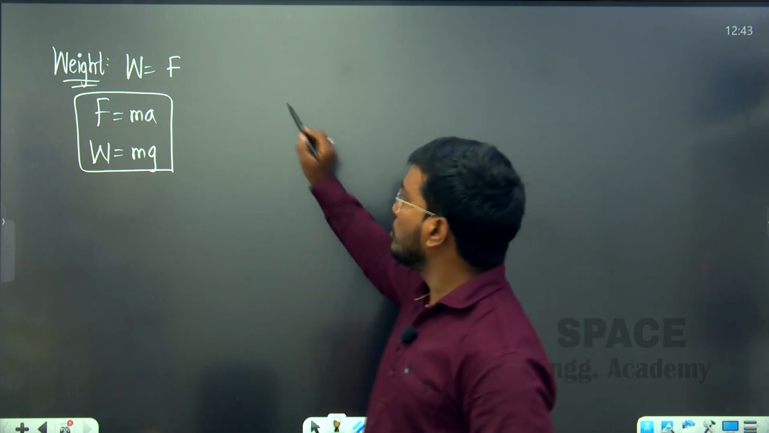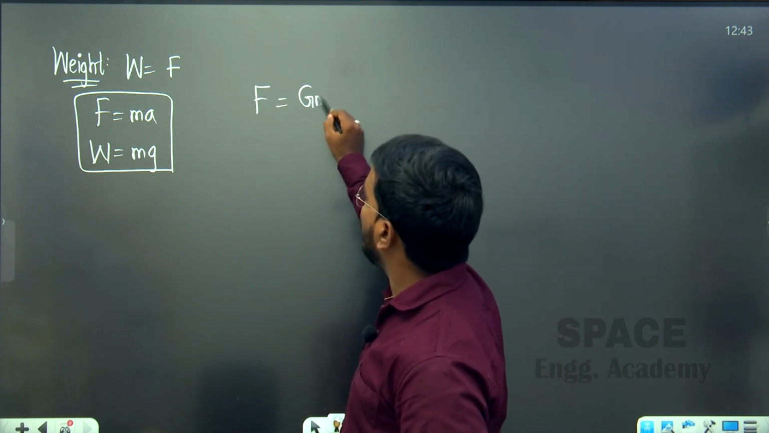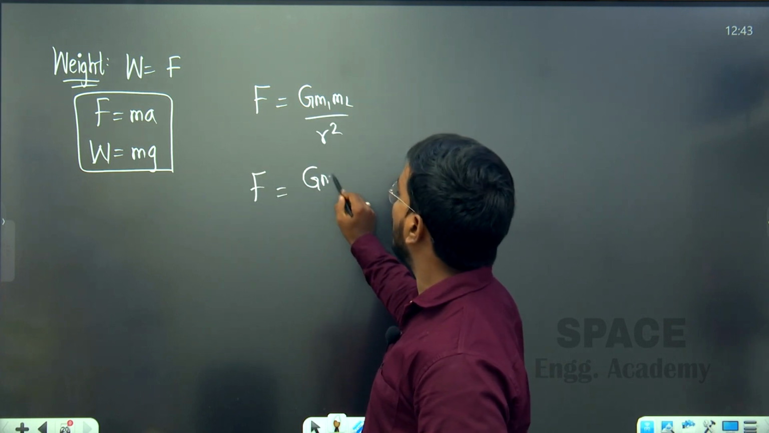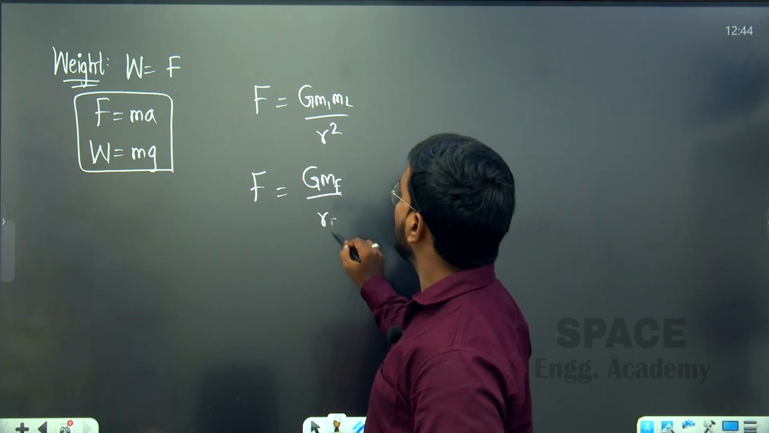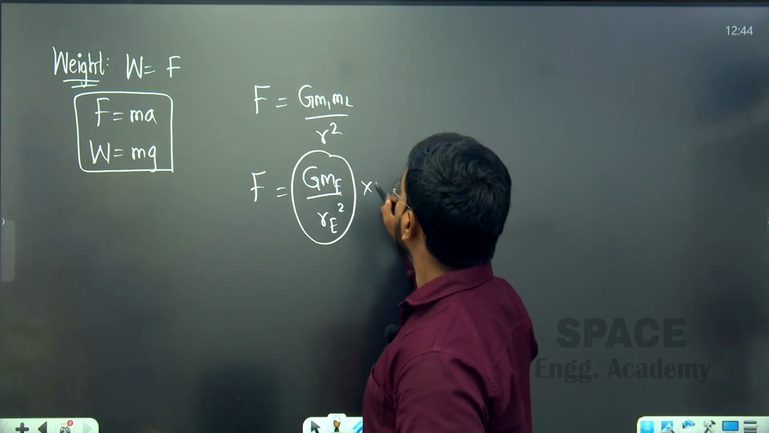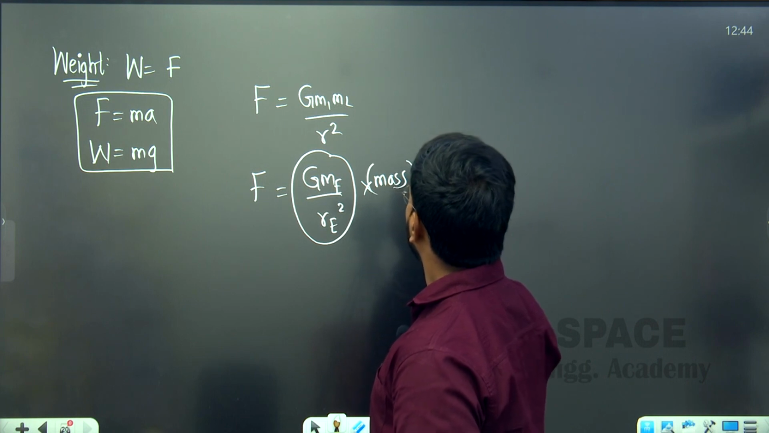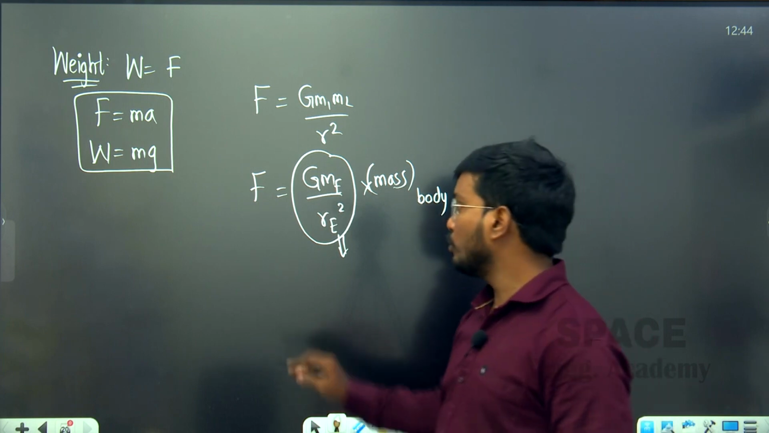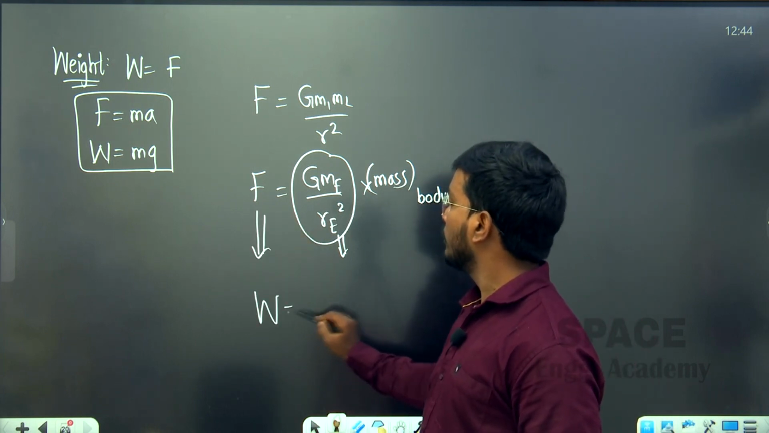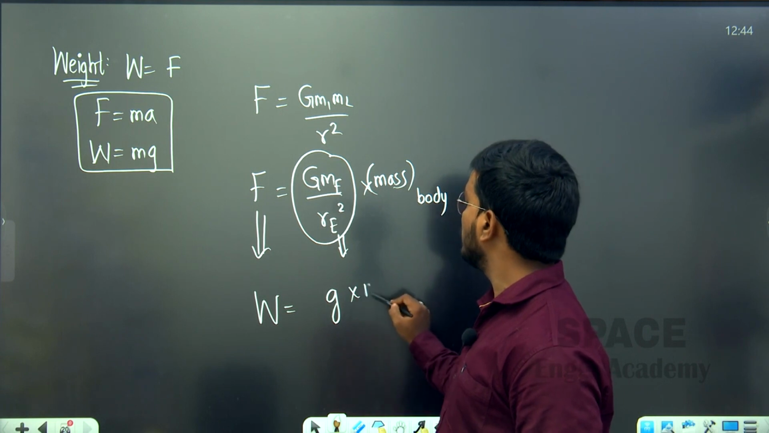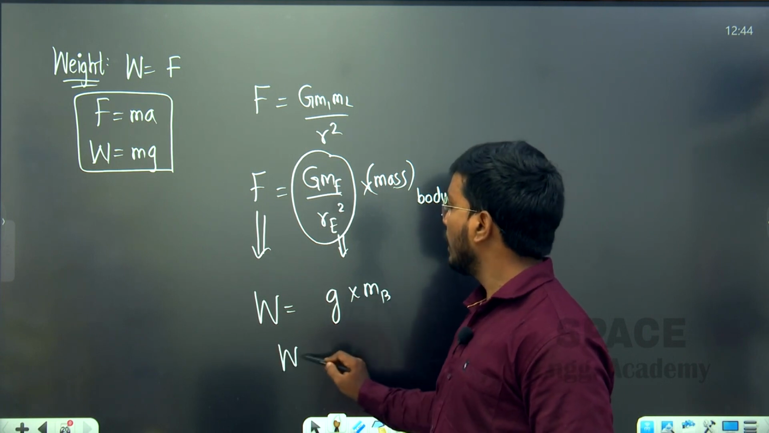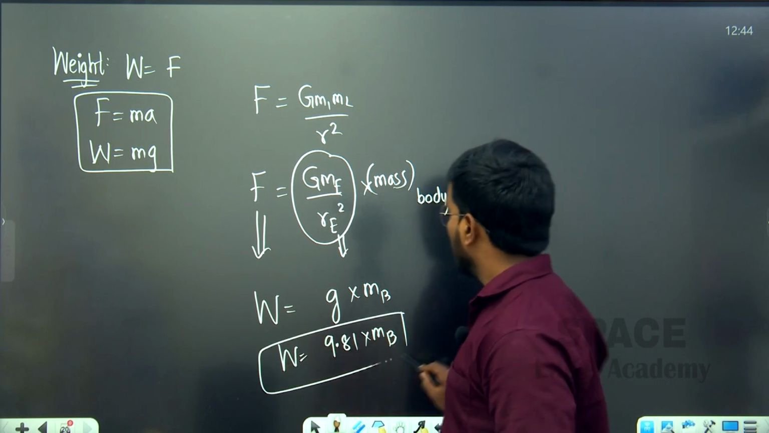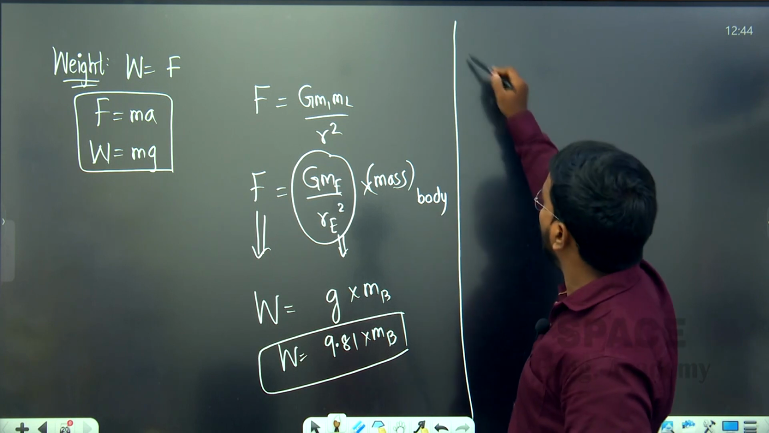This is coming from Newton's law of gravitation, where F equals G m1 m2 divided by r square, where F equals G mass of the earth divided by radius of the earth whole square, times mass of the body. This entire value is going to give you what? Acceleration due to gravity, and this force is going to become weight. This is acceleration due to gravity, times mass of the body. Acceleration due to gravity value is 9.81 times the mass of the body, with which now we know that weight is a force.